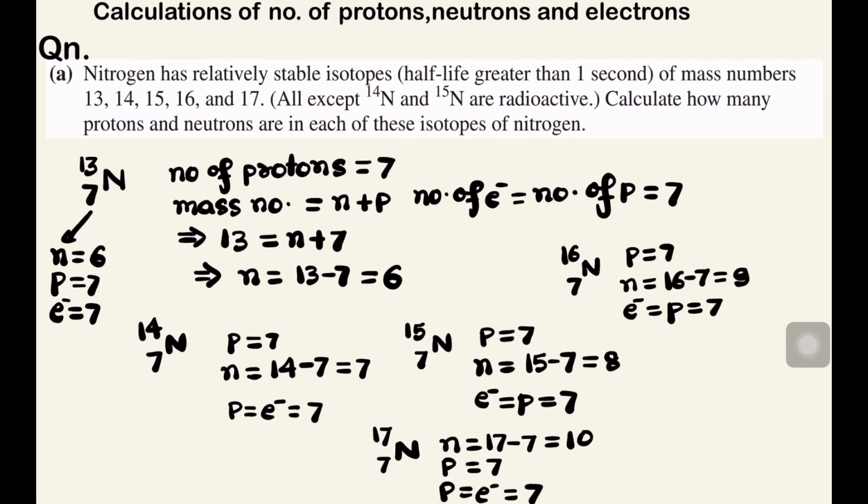So dear all, we have to remember that the number of protons is equal to the atomic number, and the mass number is the number of protons plus the number of neutrons, where n is the neutron and p is the proton. And in a neutral atom, the number of protons and electrons will be equal to each other.